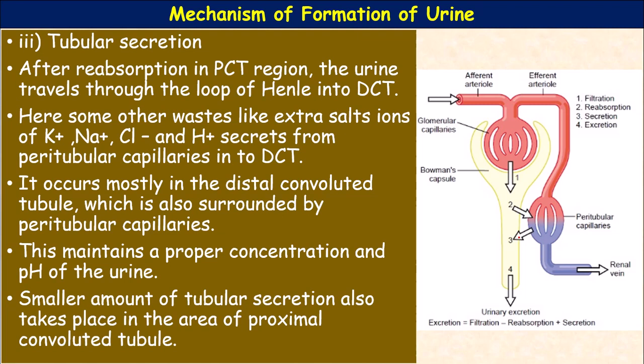This tubular secretion is very significant in marine fishes and desert amphibians because these animals possess no glomerulus. There is no glomerulus in those animals. Which animals?